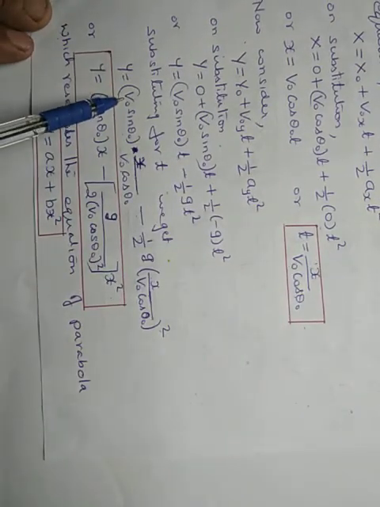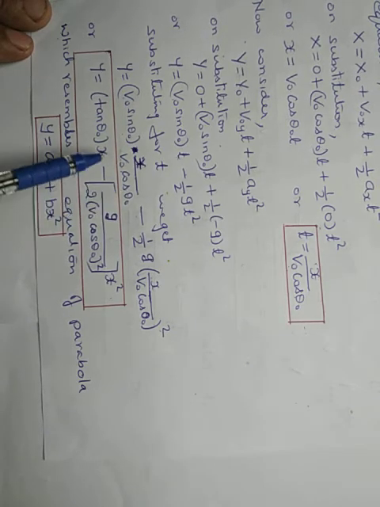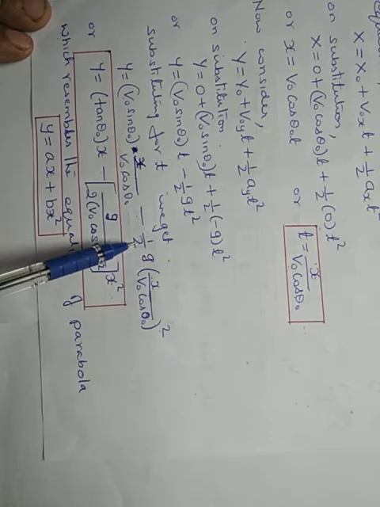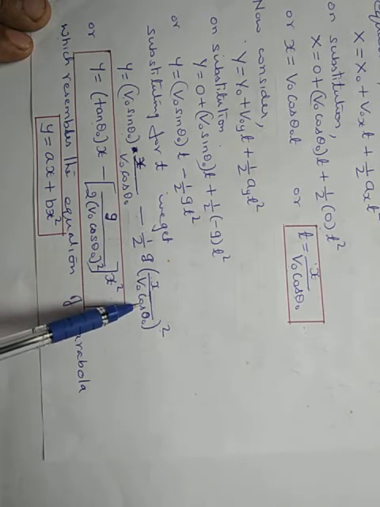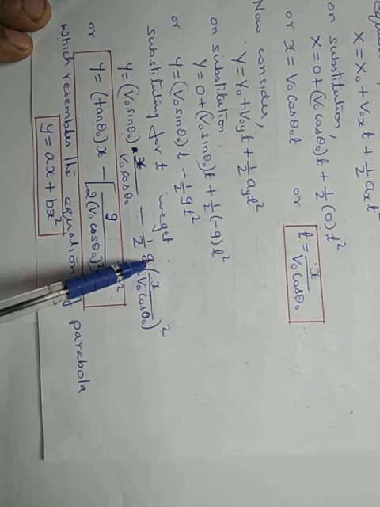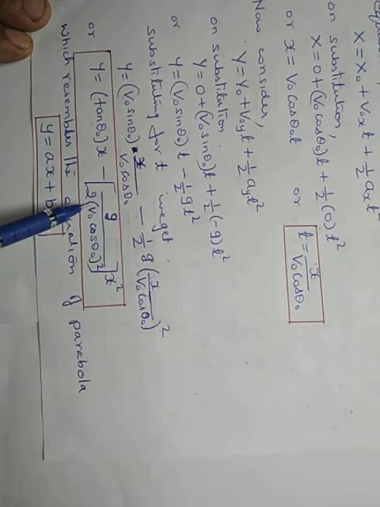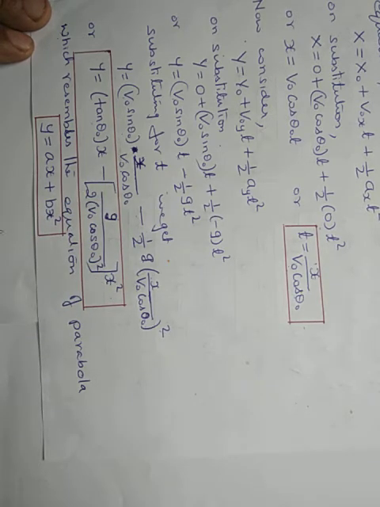So, v naught by v naught cancels. Here we have sin theta by cos theta, that is sin theta naught by cos theta naught, you will get tan theta naught into x minus g by 2 into x square by v naught cos theta naught whole square, that is g by 2 times v naught cos theta naught whole square into x square.